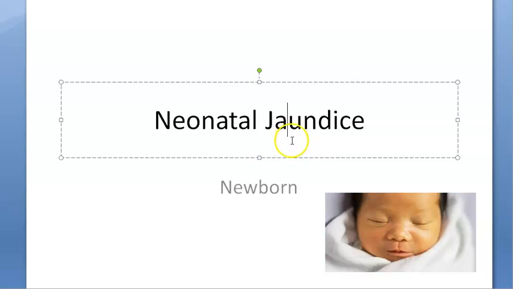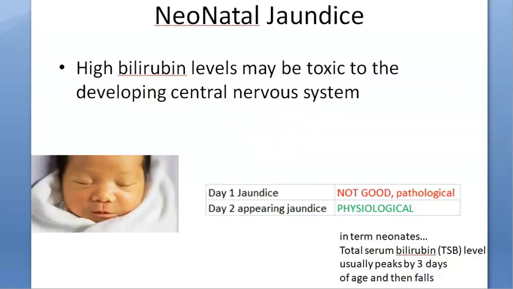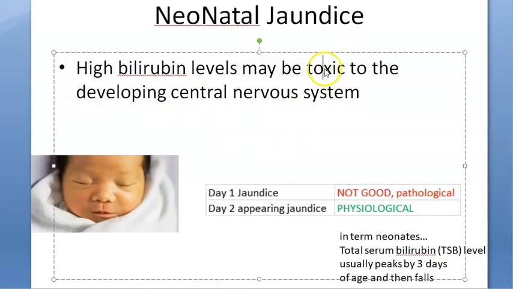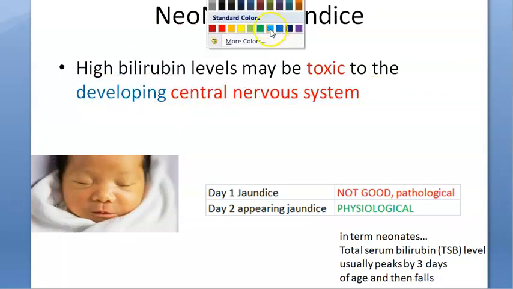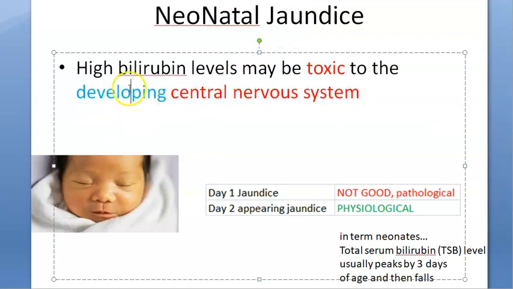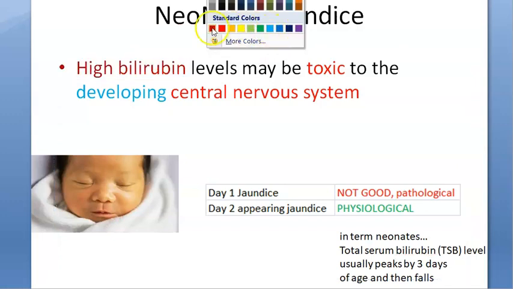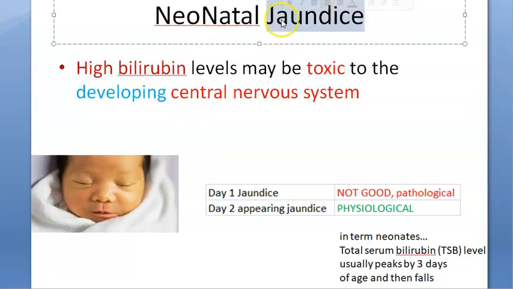So basically neonatal jaundice is very important because high bilirubin levels may be toxic to the developing central nervous system. Is it toxic to yours and mine, developed central nervous system? No. For the developing central nervous system. Even ours it could be, but for theirs much, much more, right? What is toxic? High bilirubin levels. So, jaundice means what? Jaundice means where there is high bilirubin level, right?